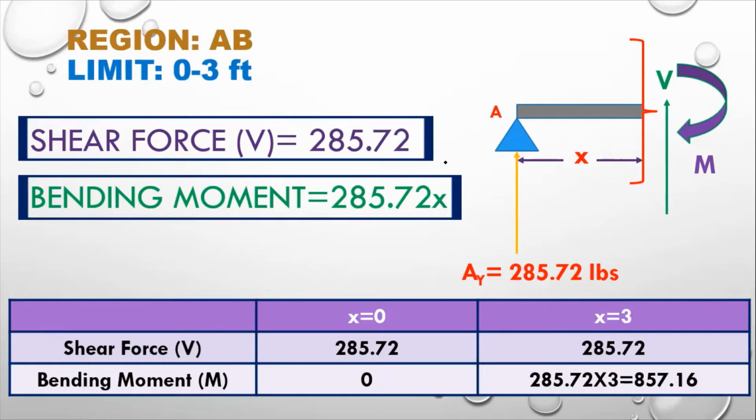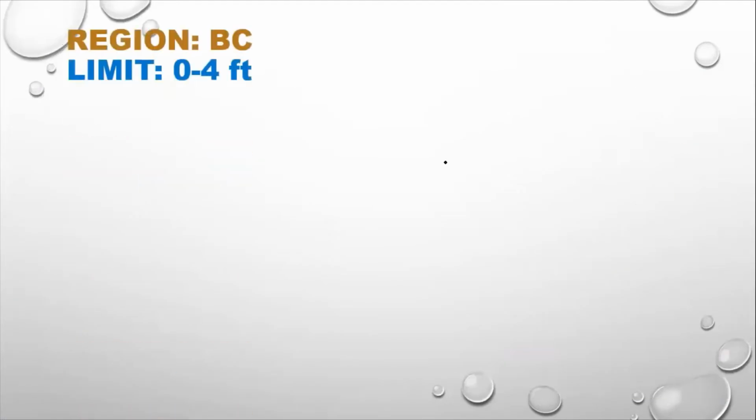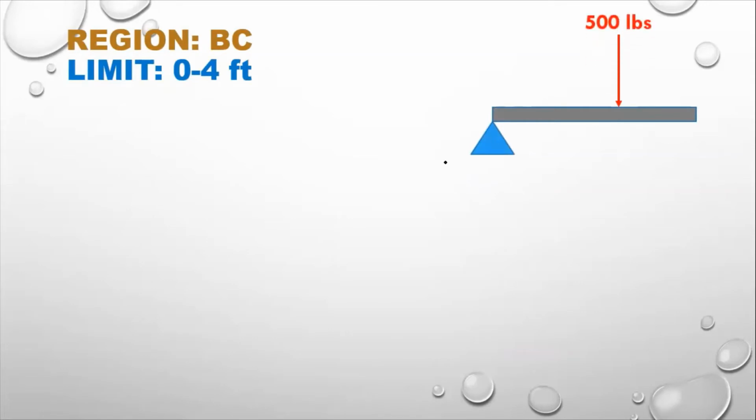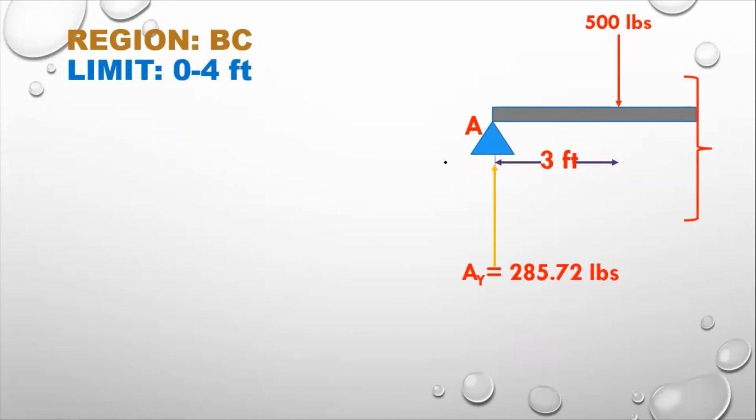Now I'm moving on to the next region, BC. BC is 0 to 4 feet, and the section cut will be here. I will consider A to B, and somewhere between B and C. You can see there is a vertical force acting downward on the beam at 3 feet from A. The point load is 500 pounds, and there is a section cut. Now there is a support reaction AY equals 285.72 pounds, and this distance should be 3 feet.